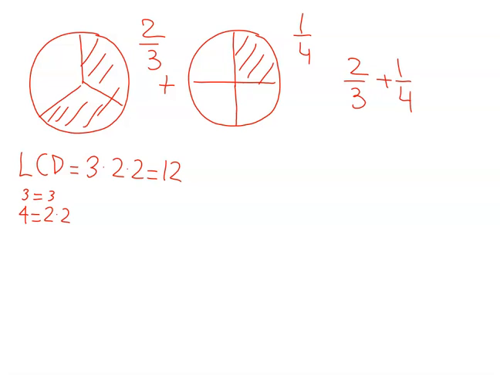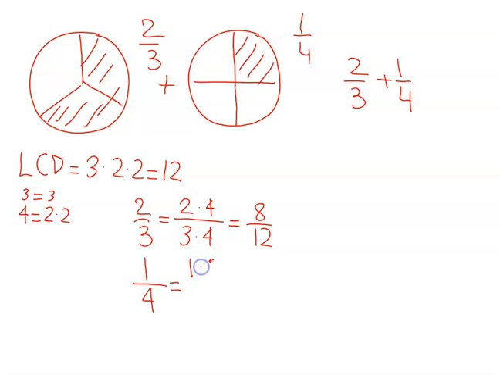What do we do next? So next we have to make sure that these denominators are both the same as the least common denominator. So to turn 3 into 12, we have to multiply by 4. So we have to multiply both of these by 4. So we convert each fraction into an equivalent fraction with denominator 12. Okay, so 2/3 becomes 8/12. Great. What do we do with 1/4? So 4, we just have to multiply by 3.